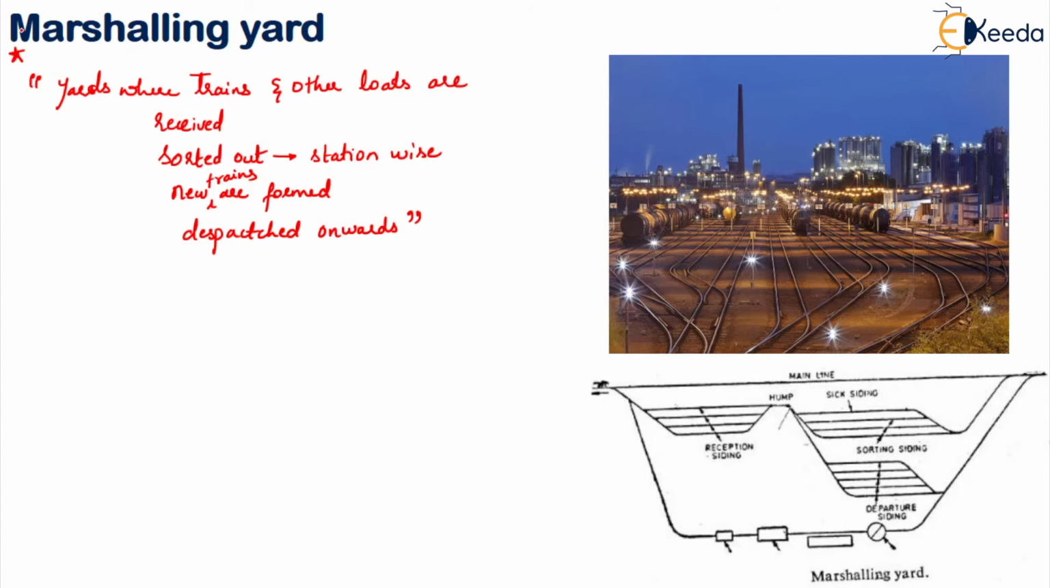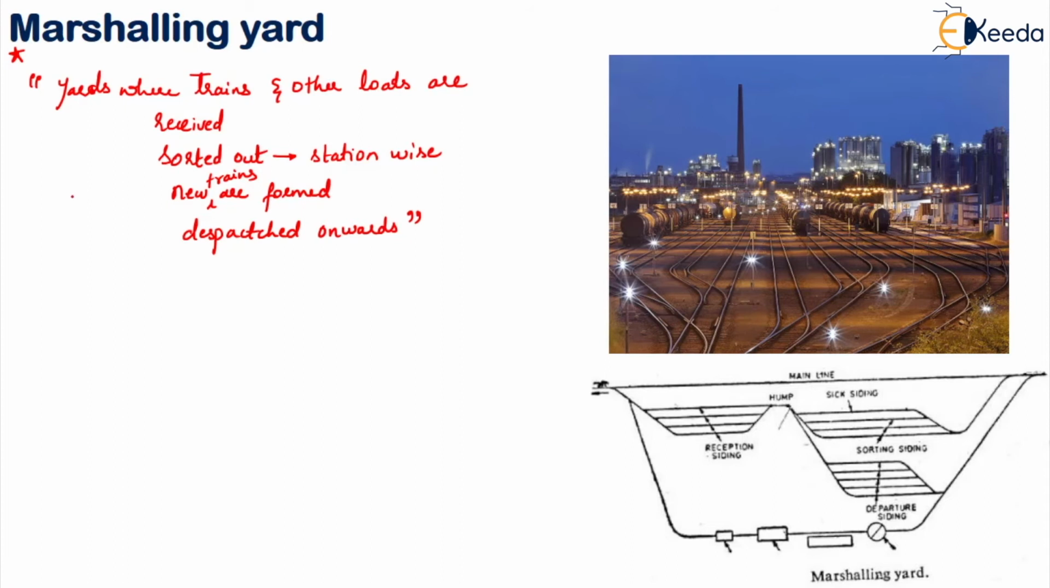For example, there are 10 bogies, 2 have to go to the first station, then the other 2 have to go to the next station, then the other 5 have to go to the next station. Like that, what will happen? The wagons for the first station where they want to remove will be at the last. Like that, in order they will be arranged and then they will be sent.